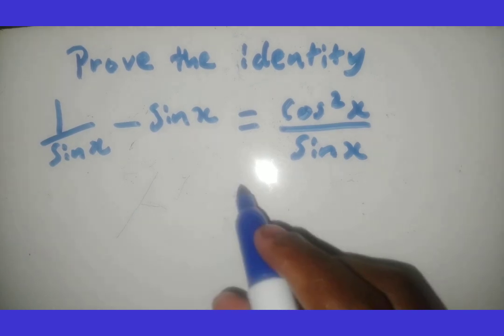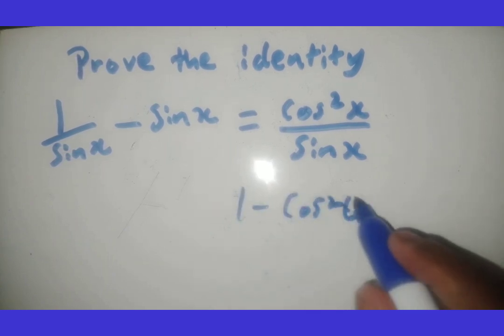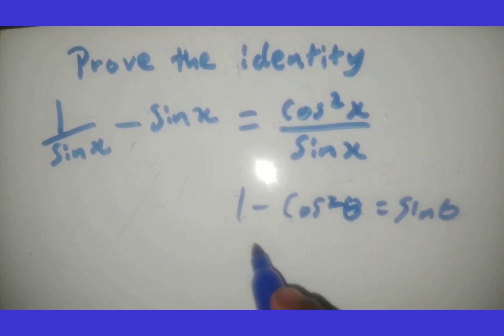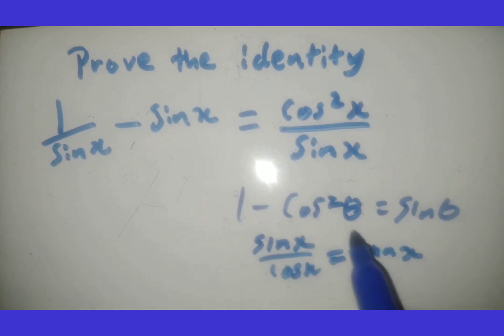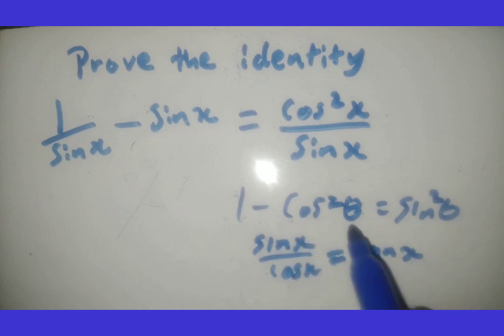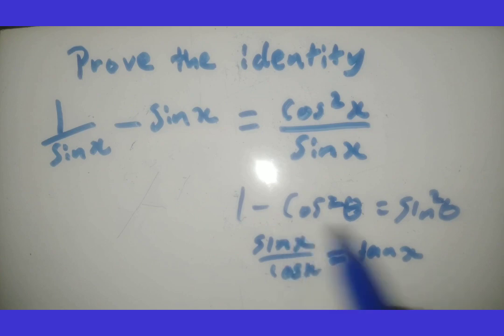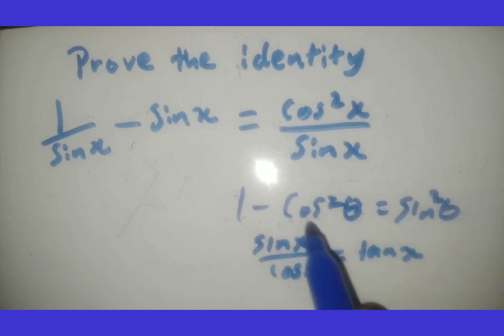For instance, you should know that 1 minus cos squared x, or theta, is sine squared theta, or the fact that sine theta over cos theta, or sine x over cos x, is tan x. When you memorize these kinds of things, you don't memorize them only one way. You know that 1 minus cos squared theta is sine squared theta, and sine squared theta is also the same as 1 minus cos squared theta. So you should know how to change them in two ways, from this to this and from this backwards.